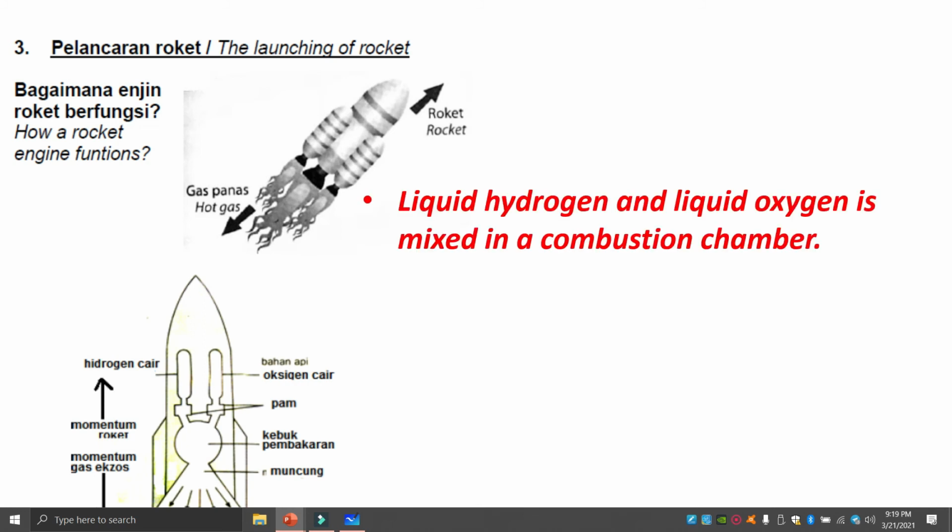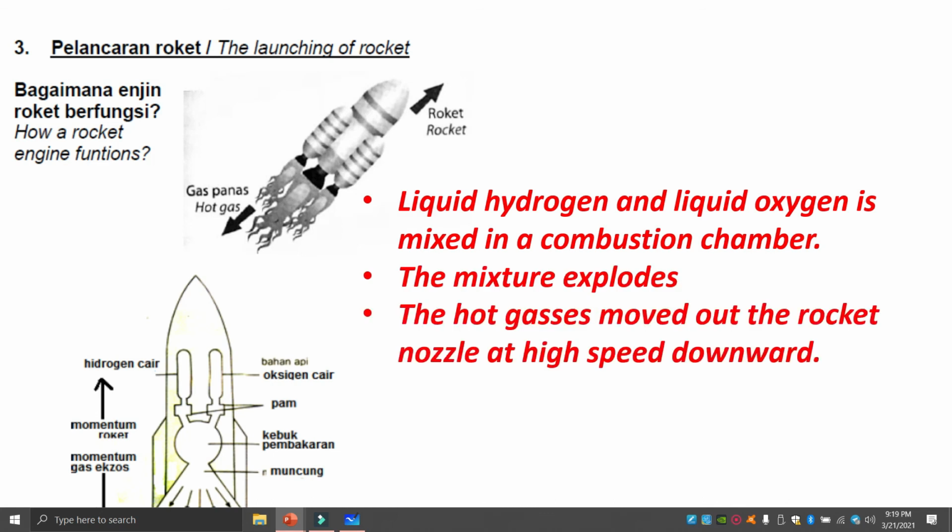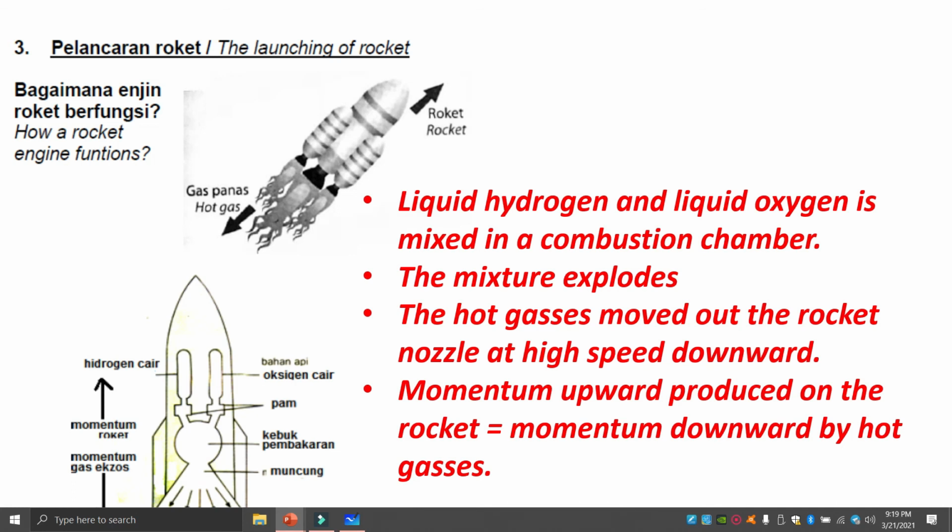Okay, so this one is for the launching of the rocket. The liquid hydrogen and liquid oxygen are mixed in the combustion chamber. The mixture explodes, which I already explained. The hot gas moves out of the rocket nozzle at high speed downward. Then it produces the upward momentum, same as the backward momentum. The magnitude of the force will be the same. So that's all for the momentum.